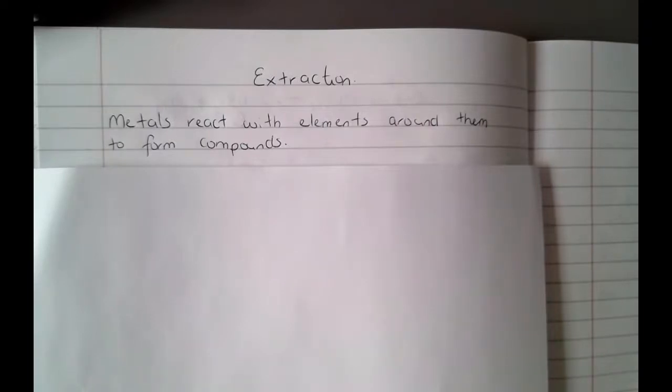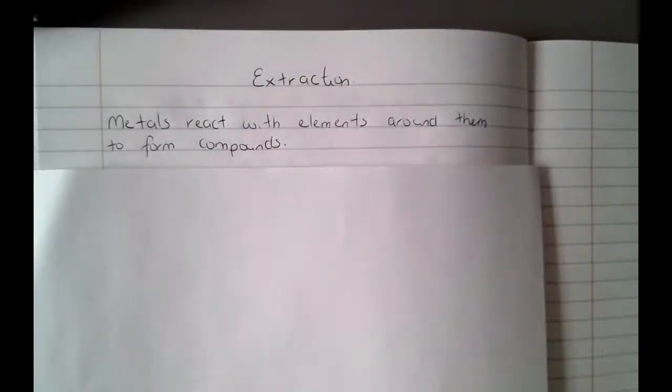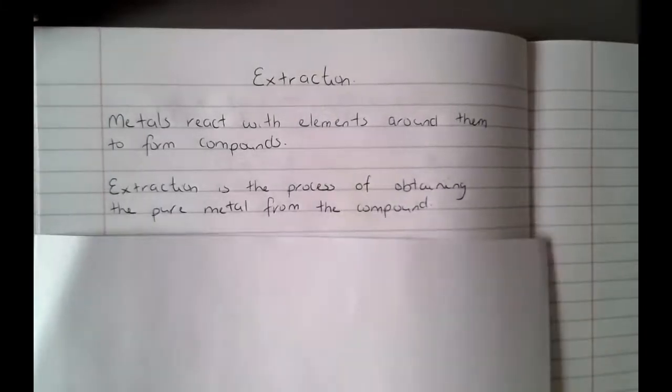These compounds are typically found in rocks, and these rocks are called ores. What we're going to look at in this topic is how to extract the metal from the compound. So you'd have to get that compound out of the rock and then extract the metal from the compound. Extraction is the process of obtaining the pure metal from the compound. For example, if your compound was iron oxide, because iron had reacted with the oxygen around it, then you would want to extract the pure iron from the iron oxide.